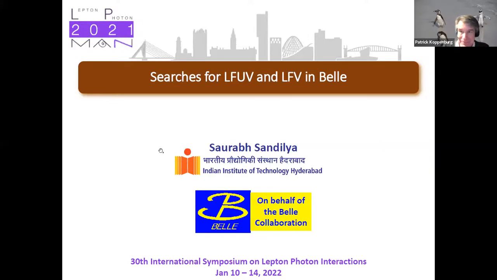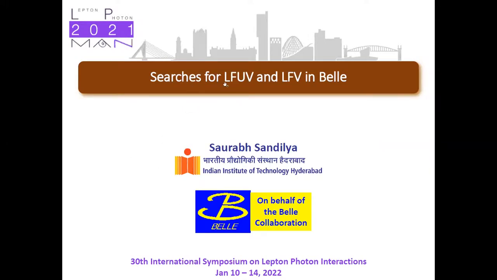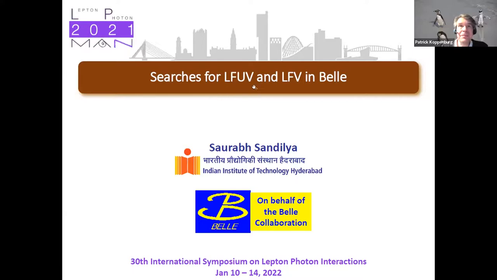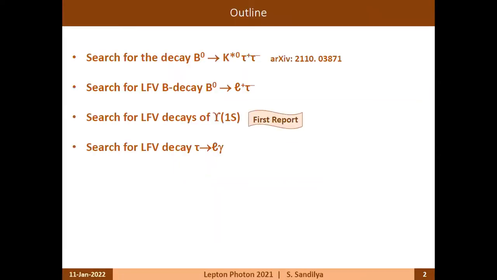Okay, so I will be presenting about the searches for lepton flavor universality violation. Basically, I will be focusing more on the lepton flavor violating results in Belle. I will be discussing the first search for B to K* tau l, and also the lepton flavor violating decay B to l tau. There will also be a first report on the lepton flavor violating results on Upsilon(1S), and also the improved measurement of tau going to mu gamma and e gamma.